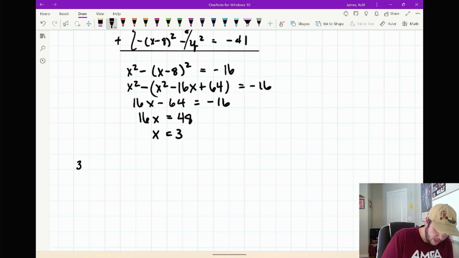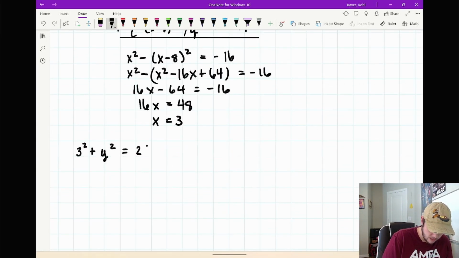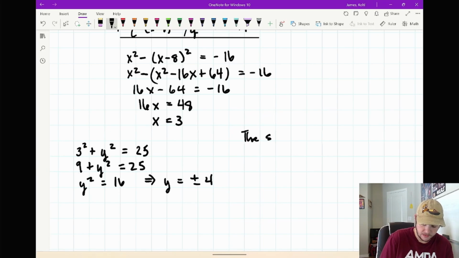I will get 3 squared plus y squared equals 25, or 9 plus y squared equals 25. That tells me y squared should be 16. So y is plus or minus 4. Hence, the solutions are either 3, 4 or 3, negative 4.